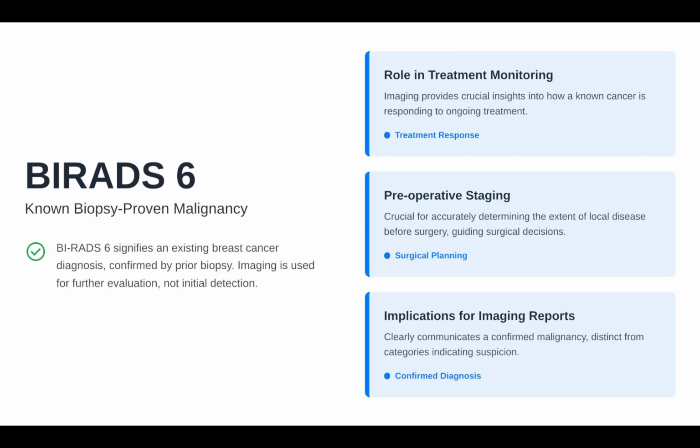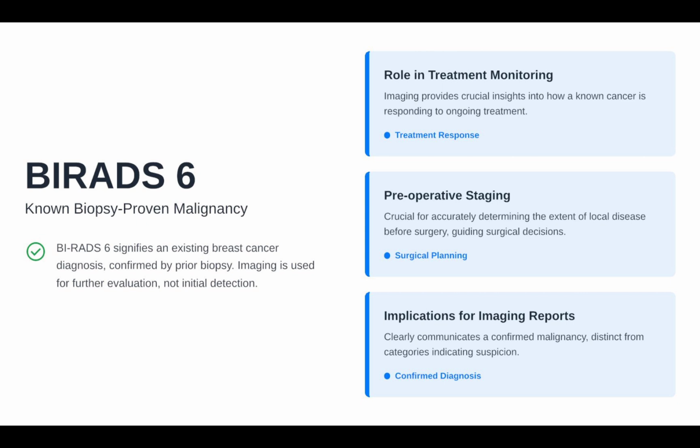Even with known malignancy, imaging reports using BI-RADS 6 contribute to the overall staging of the disease, providing vital information for surgical planning and determining the extent of the disease before surgery. The implications for imaging reports in this category include a clear statement of the known malignancy, usually referencing the biopsy date and pathology report. The report will then describe the current appearance of the lesion, noting any changes in size, shape, or extent, which are critical for guiding the oncology team.